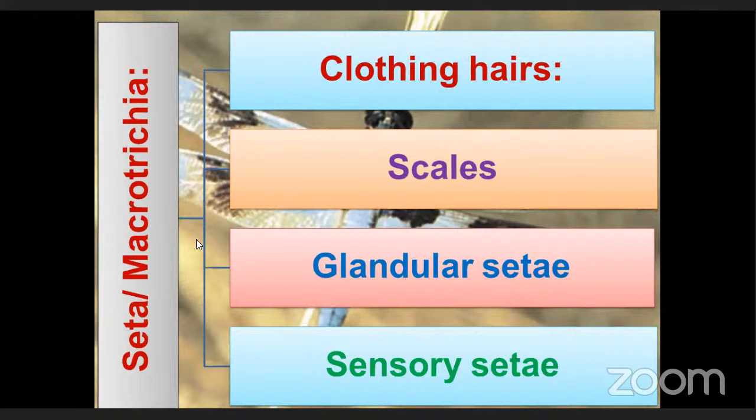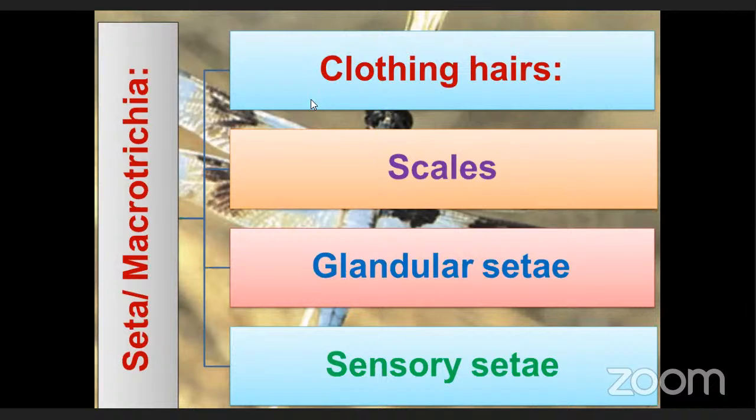In these setae, trichogen is there, tormogen is there. The study of the arrangement of these setae is called chaetotaxy. It's a very, very important point. Different types of setae are there: clothing hairs are one type of setae, scales are also one type, glandular setae, and sensory setae.